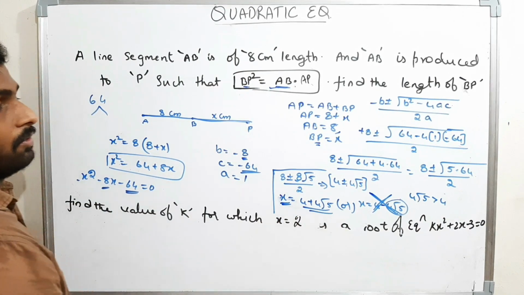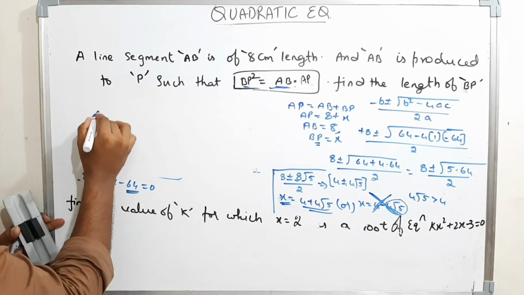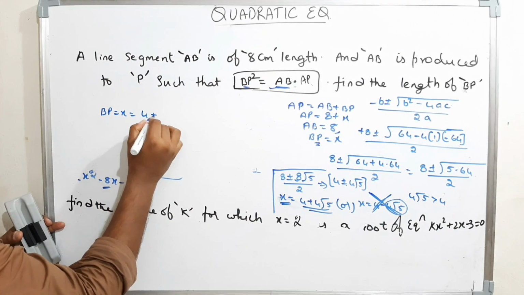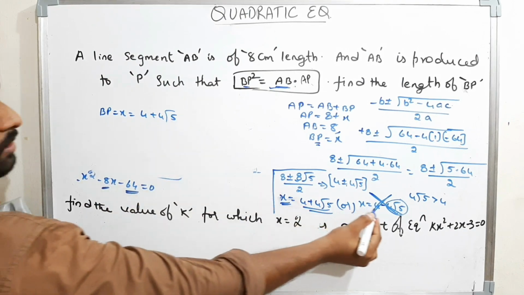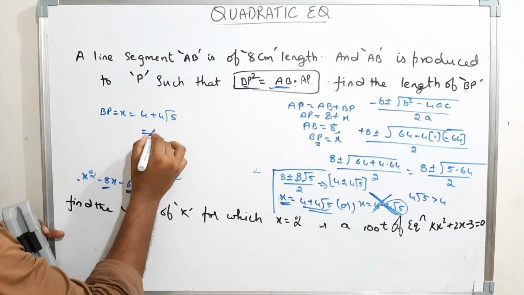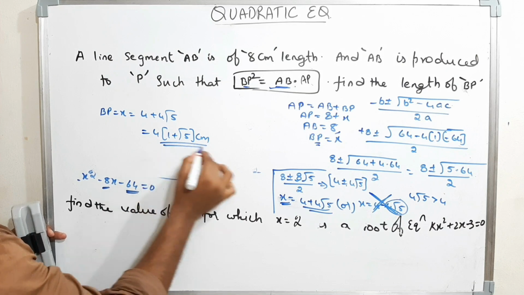The length of BP, that is x. x is equal to 4 plus 4 root 5. I can't take the other because that value will be negative, so you should not take it. Therefore, that is nothing but 4 into 1 plus root 5 centimeters. This is the answer.